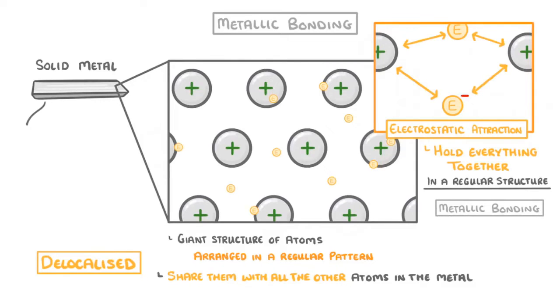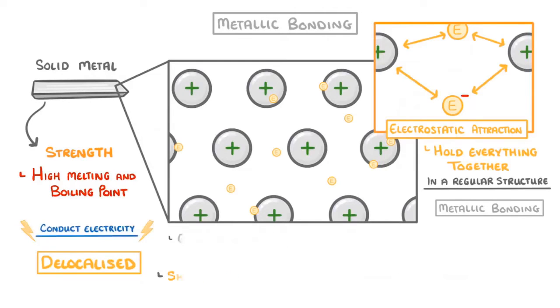This gives the overall metal strength, and means that most metallic structures have high melting and boiling points, so are solid at room temperature. They are also good conductors of electricity and heat, because the delocalized electrons can carry electrical current and thermal energy throughout the structure.